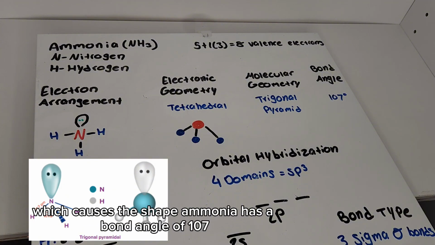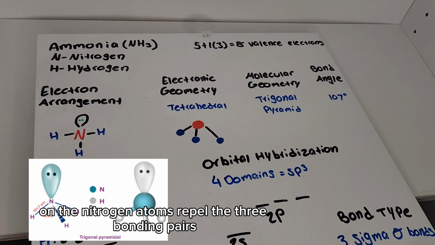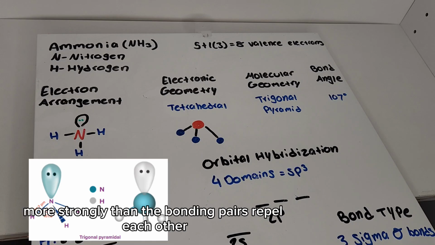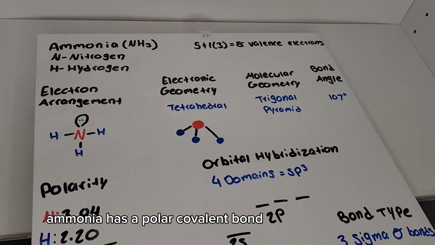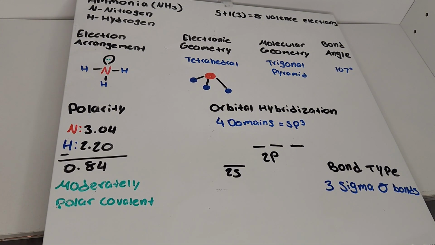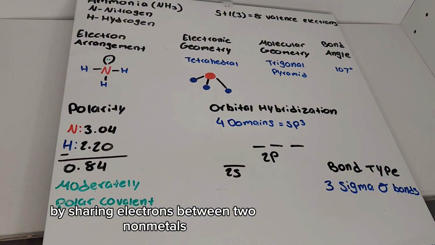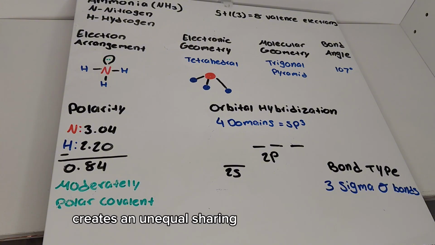Ammonia has a bond angle of 107 degrees because the lone pair of electrons on the nitrogen atom repels the 3 bonding pairs more strongly than the bonding pairs repel each other. Ammonia has polar covalent bonds because the bonds are formed by sharing electrons between 2 nonmetals, nitrogen and hydrogen, and the difference in their electronegativity creates an unequal sharing that makes the bonds polar, or in this case, moderately polar covalent.